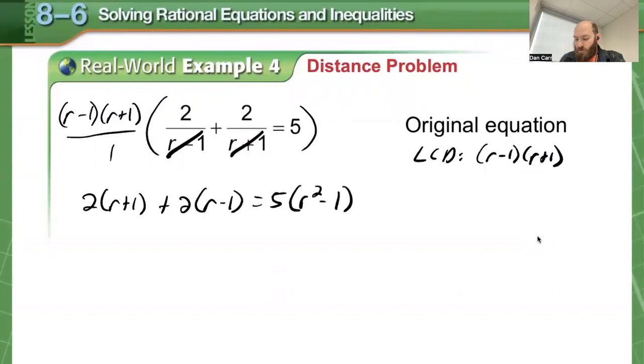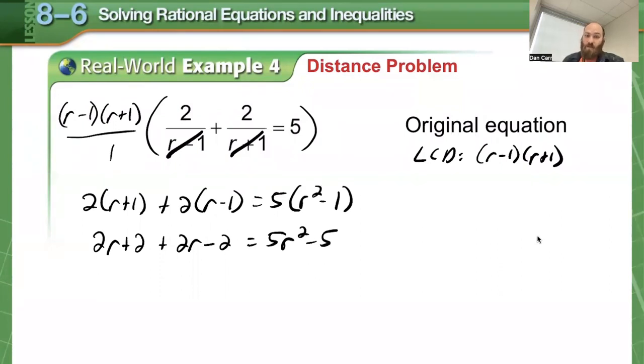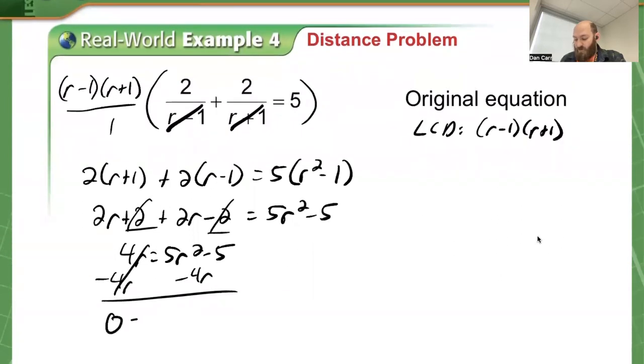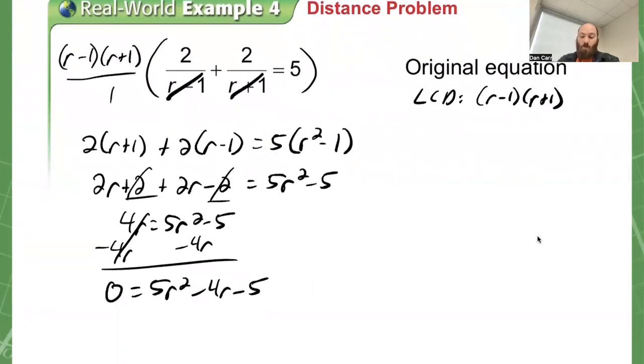Okay, so from there I can go ahead and distribute. So I'll have 2r plus 2 plus 2r minus 2 is equal to 5r squared minus 5. From there, it's a quadratic now. So with quadratics, we want to make sure we get it equal to 0. Well, first thing I can do is cancel these out. They'll combine to 0. This will be 4r equals 5r squared minus 5. So if I subtract 4r from both sides, now I have 0 is equal to 5r squared minus 4r minus 5. Now, this problem is not going to be a factorable one. It's going to come out as an irrational number.